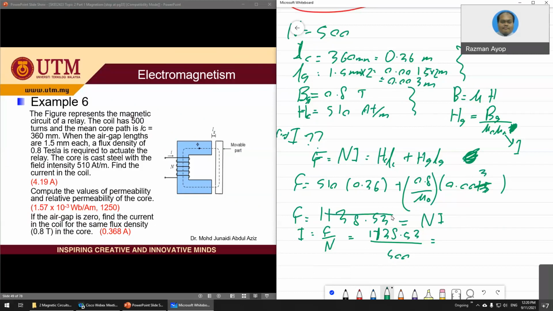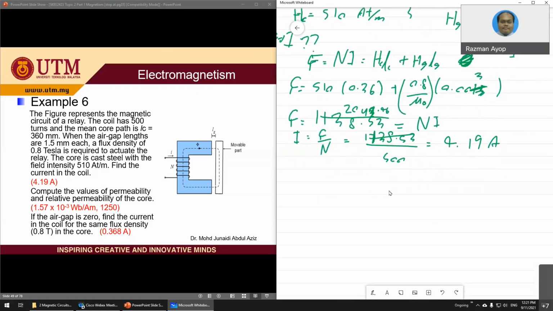So this one should be 2093.46. Okay, same here, and divide by 500, you get 4.19 ampere. Okay, so that is how you solve the question.